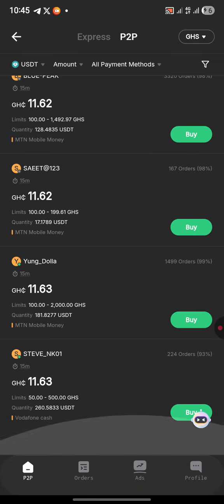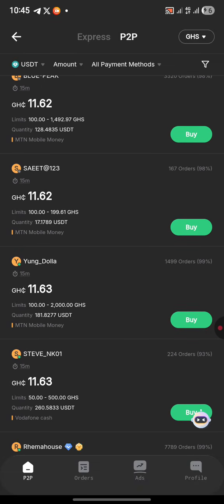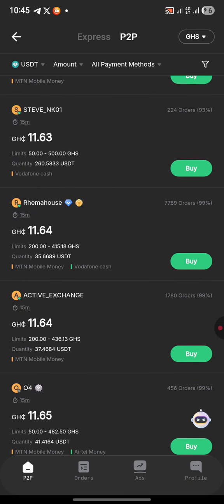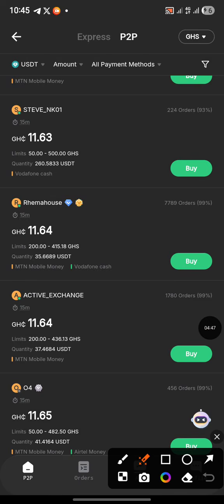Let me see. I think I found one over here. Where is he? Good. Rema House. This one is the one I'm talking about. This guy is very, very good. He supports MTN Momo and Vodafone Cash. You see, he is verified. That is why I like making transactions with him. He has a golden badge, you can see the golden thing over here.